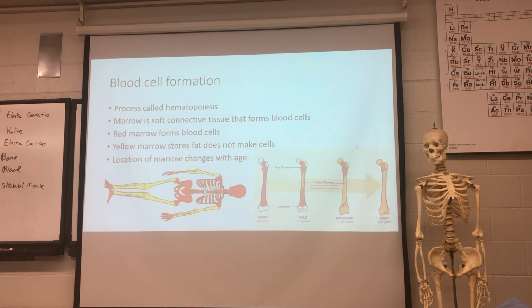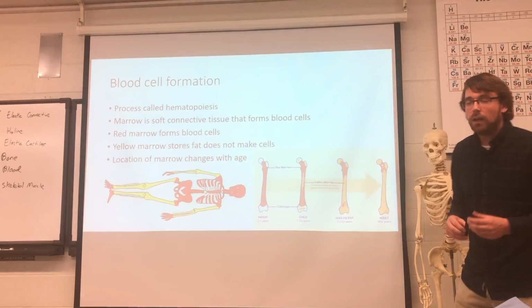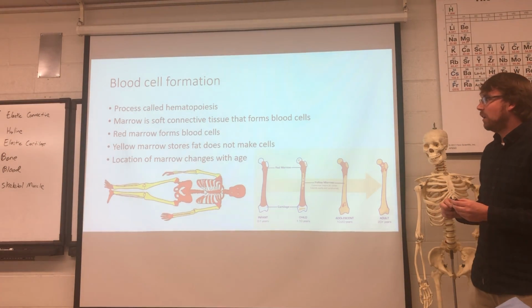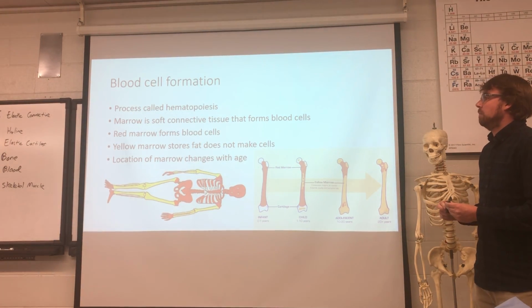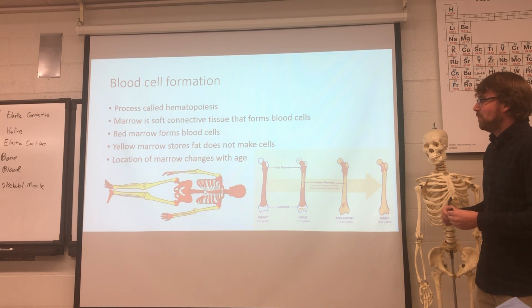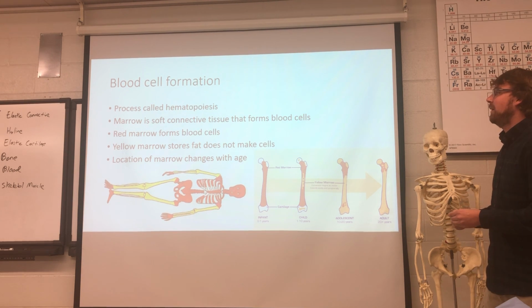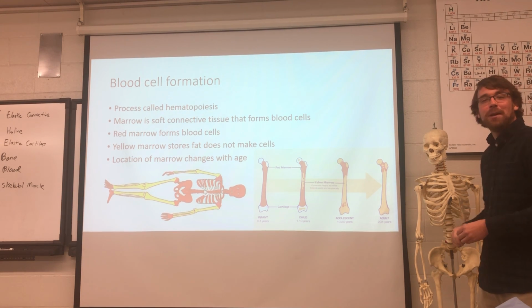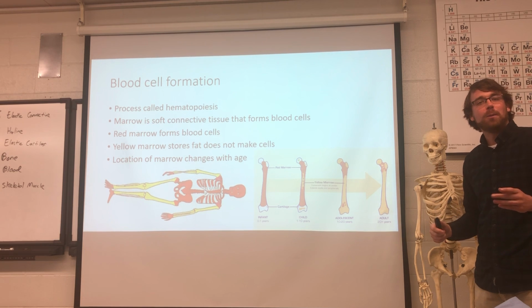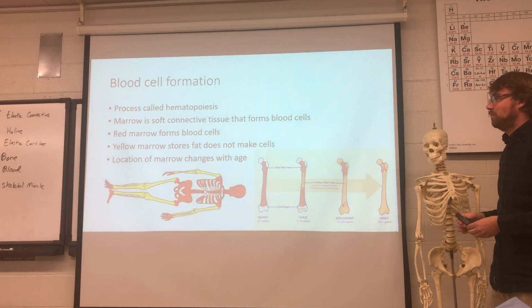So, we're going to pick up with blood cell formation. Blood cell formation is a process called... why do I have to pronounce this? Hemapoiesis. I am picturing all of you laughing at me at home, so I'll just let you laugh at me at home. Have fun.